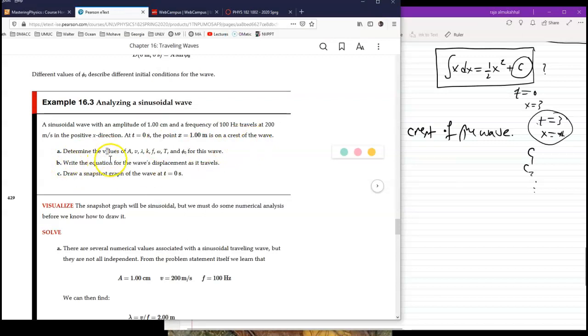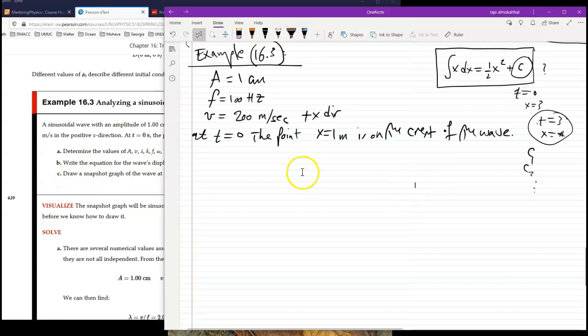Then he said, determine the values A, v, lambda, k, f, omega, tau, and phi naught for this wave. So we're going to do all of that. And then he said, write the equation of the wave, and then graph it. Okay, and then he said, draw the equation. Okay, let's do it. So let's find them one by one.